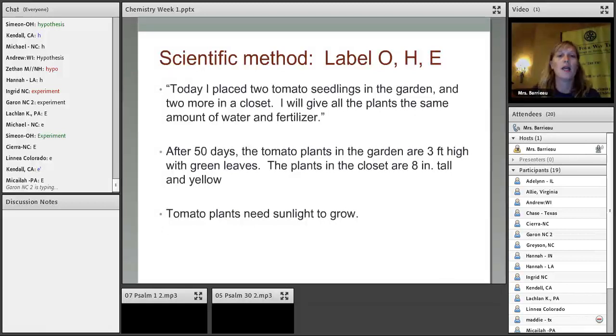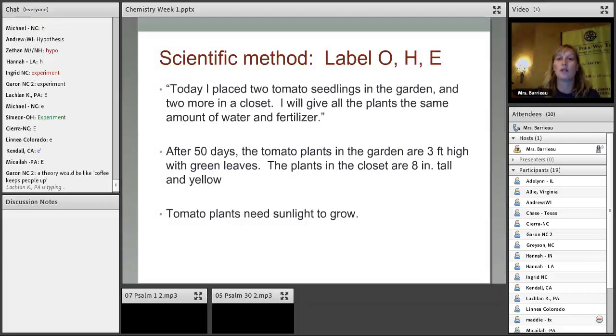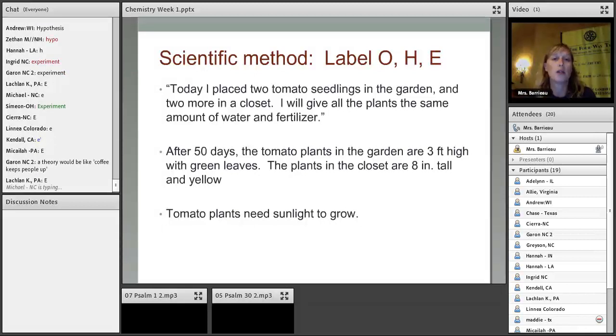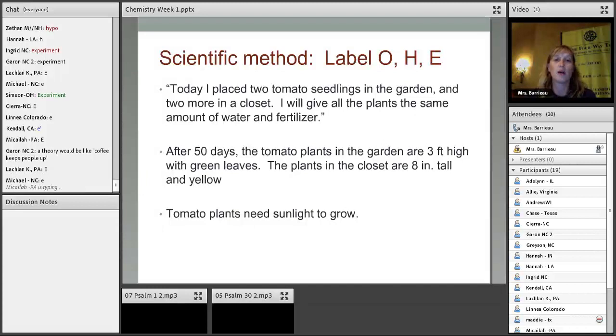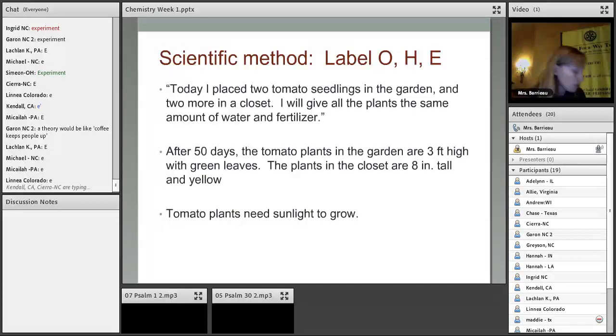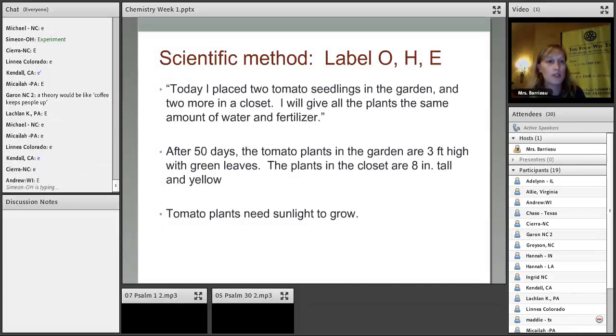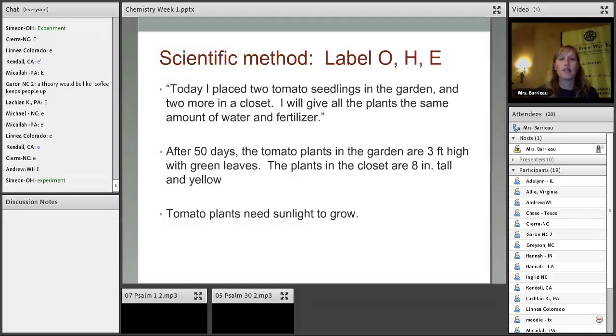Today I placed 2 tomato seedlings in the garden and 2 more in a closet. I will give all the plants the same amount of water and fertilizer. What is that one? That's right. That is the experiment. And when we were talking about an experiment, and we talked about this in biology, we have something called dependent variables. And I'm going to type this out because otherwise it might get a little.